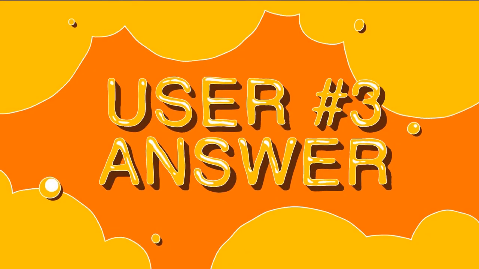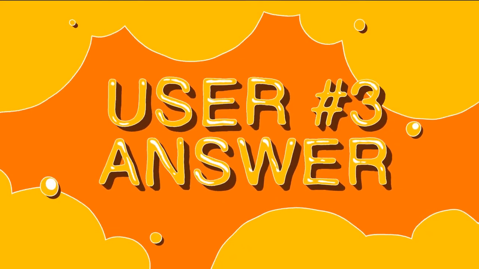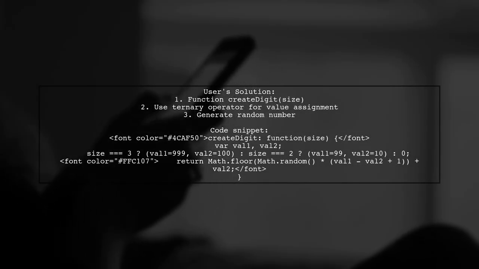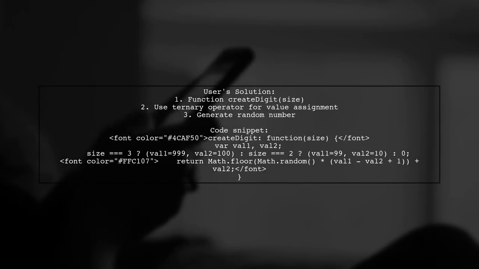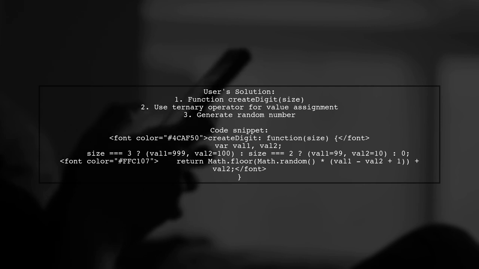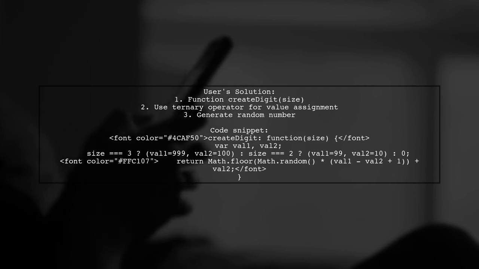Let's now look at another user-suggested answer. This user demonstrates how to assign multiple values using the ternary operator in JavaScript. They define a function that generates random three-digit values based on the input size.